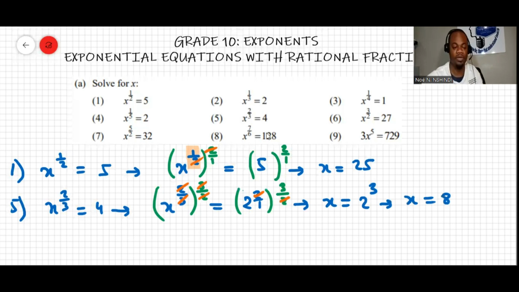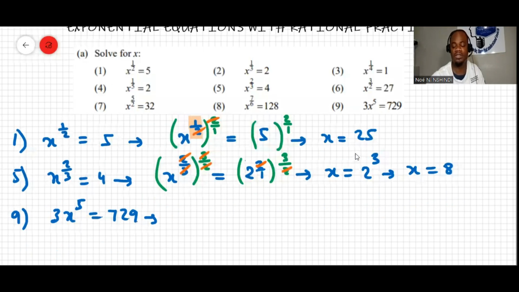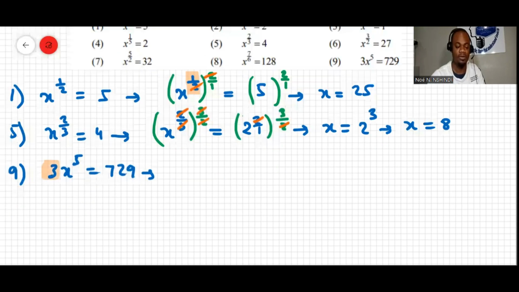The same way we did question 5, you can do question 6 and 7, even 8. Now let's do question 9. We have 3x to the power 5 equal to 729. The first thing to do is get rid of the coefficient 3. To get rid of this 3, we divide both sides by 3. That makes x to the power of 5 equal to 729 divided by 3, which is 243.